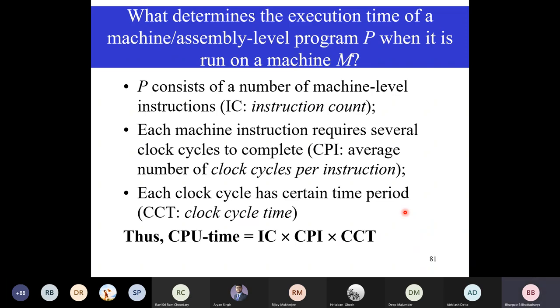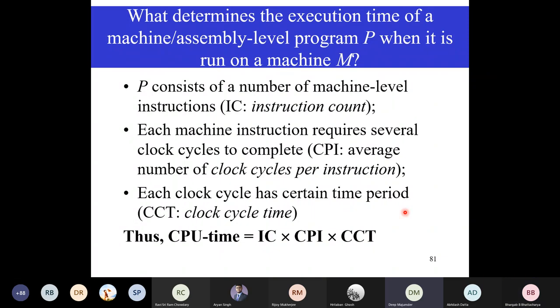So the question is, of course I can reduce instruction count by designing good algorithms or writing good programs. How would I reduce the value of CPI or the value of clock cycle time?